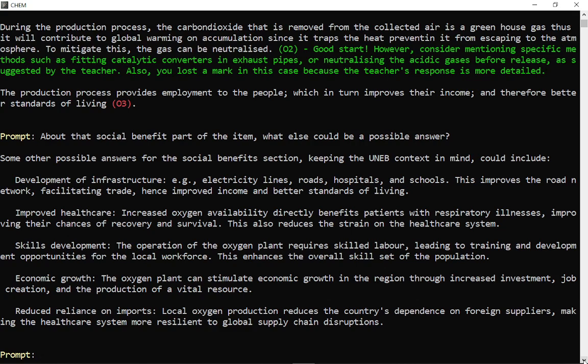The operation requires skilled labor, leading to training and development opportunities for the local workforce. This enhances the overall skill set of the population. The oxygen plant can stimulate economic growth in a region through increased investment, job creation, and the production of a vital resource. Reduce reliance on imports, local oxygen production.